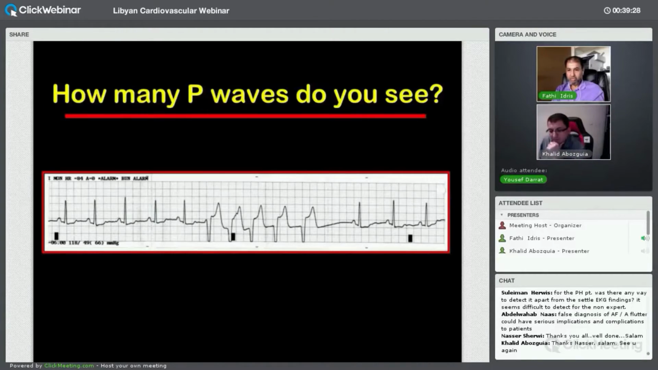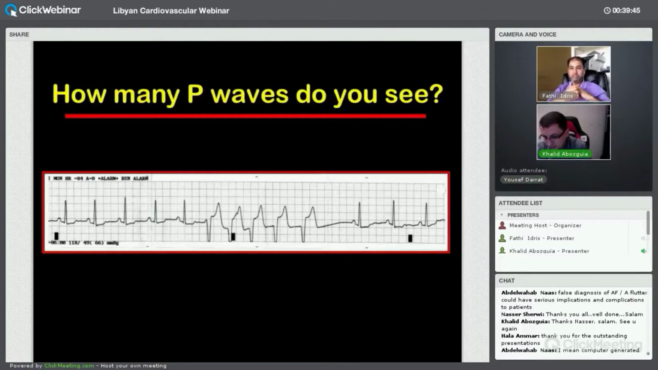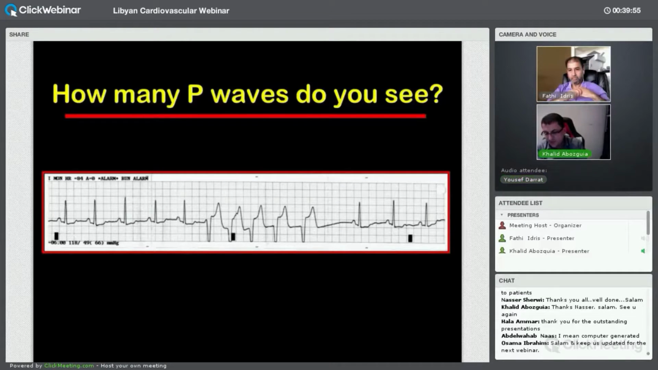Abdul Wahab, false diagnosis of AF and flutter. I can't read that. Can you read it, Khalid? Yeah. I think Abdul Wahab is asking, basically, a false diagnosis of AF or flutter could have a serious implication to the patient care. I completely agree, Abdul Wahab. So many times when you were asked to see a patient who was labeled as atrial fibrillation or flutter, similar to what Yusuf presented earlier, it's just some artifact, and in fact, the patient had sinus rhythm.